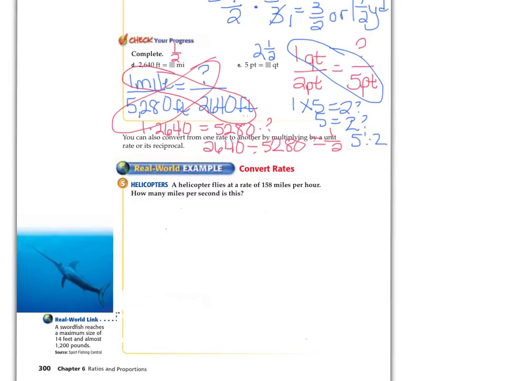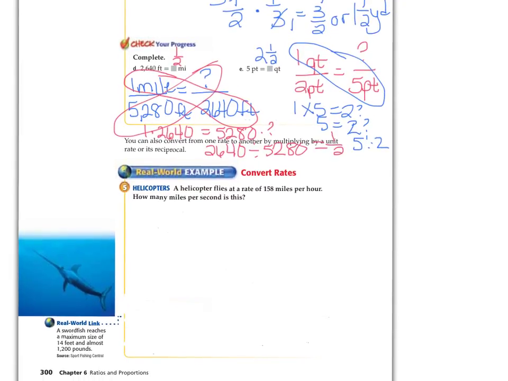Okay, now let's look at a real world example. We're going to convert a rate here on helicopters. A helicopter flies at a rate of 158 miles per hour. How many miles per second is this? Okay, this is going to be a little bit tricky. So we need to write down a few things that we know. We know that 1 hour equals 3,600 seconds.